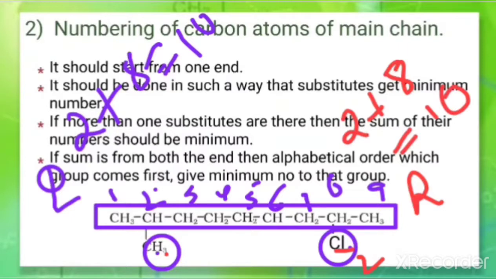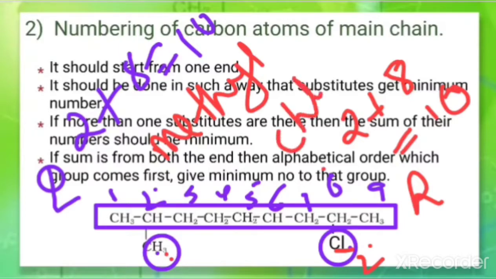That means if two substituents are there and their sum is the same from both sides, because when we have made the sum of the positions from both sides we are getting the same sum, here 10, in such a case what we need to do is number in the way that the substituent which comes first alphabetically should get the minimum number. Here two substituents are there: one is methyl, and this one is chloro. So in alphabetic order, which one comes first? M and C. When you compare alphabetically, C comes first. That means chloro is the substituent which should get the minimum number.